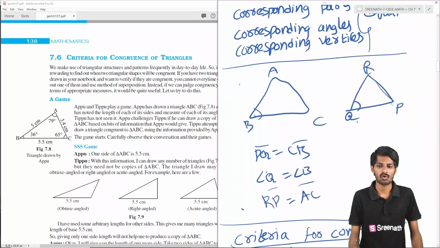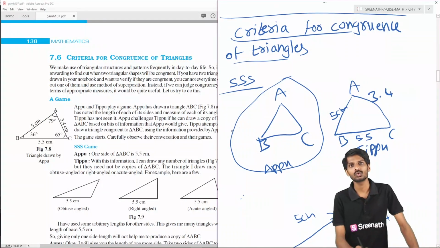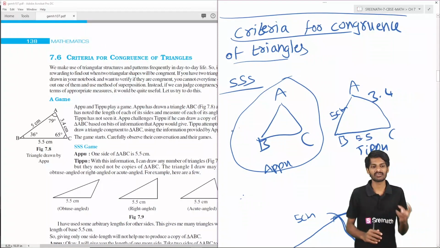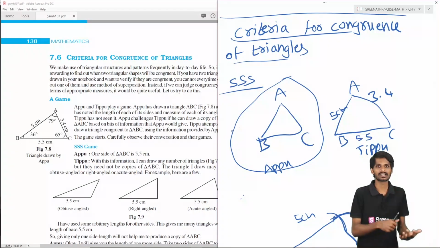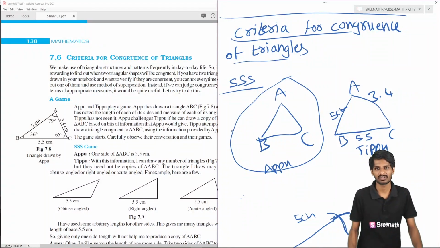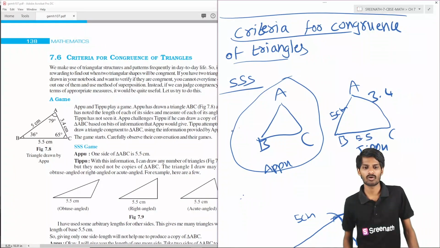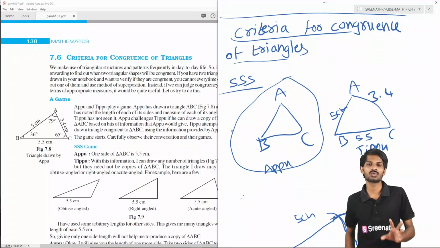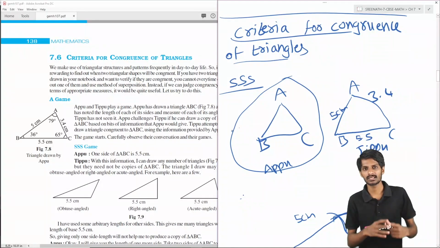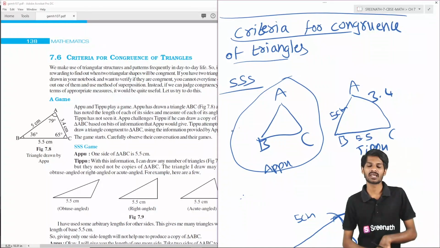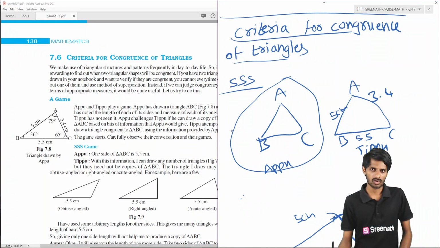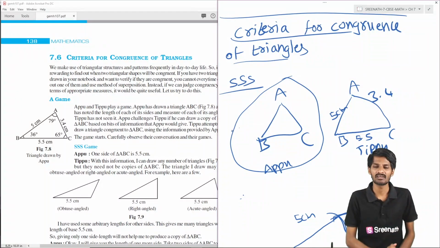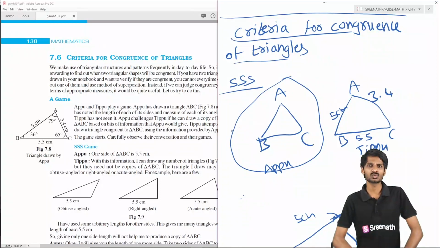Next thing is criteria for congruency of triangles. If you want to know that two triangles are congruent, every time superimposing, cutting the trace, taking the trace copy is somewhat difficult, students. So we need some rules so that we can conclude that two triangles are congruent. Two triangles are congruent if they have the same size and same shape, which means whenever their side lengths are equal and whenever their angles are equal, then the two triangles are congruent.